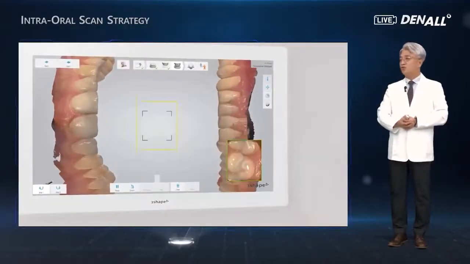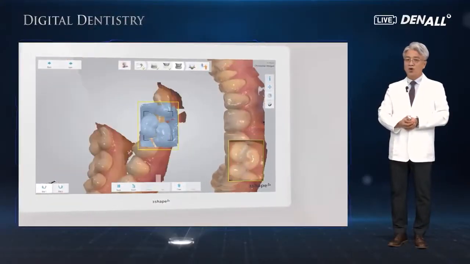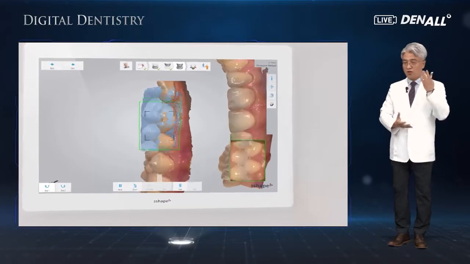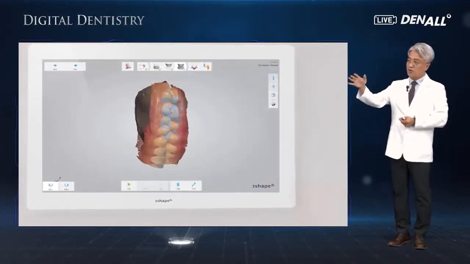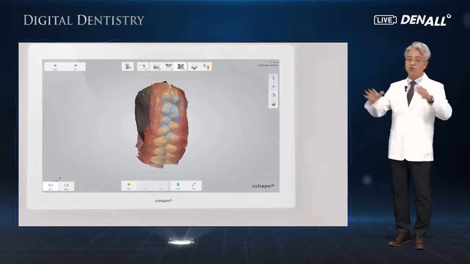Next, secondly, bite is very important. Trios captures the bite in two areas. Scan from posterior to canine.